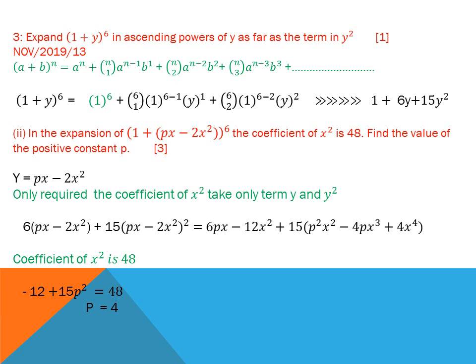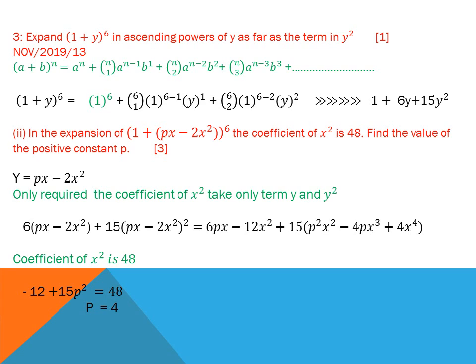There is only one difference: y is replaced by x over 2 here. So I get 1 plus 6y plus 15y square, when I solve this using the calculator, 6c1, 6c2.